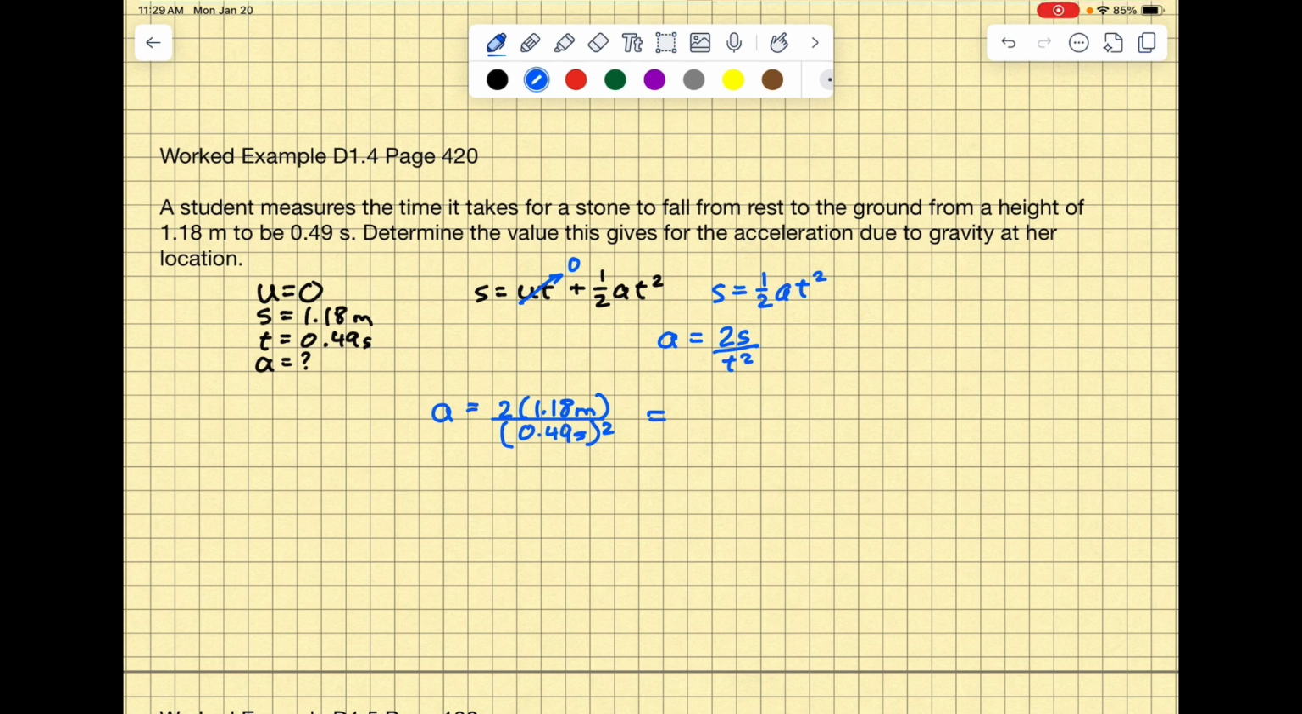So let's see, we've got 2 times 1.18. All that is divided by 0.49 squared. And we get 9.8. Keeping 2 significant figures, we have 9.8 meters per second squared, which we know to be the acceleration of gravity near the surface of the Earth. So this one checks out.